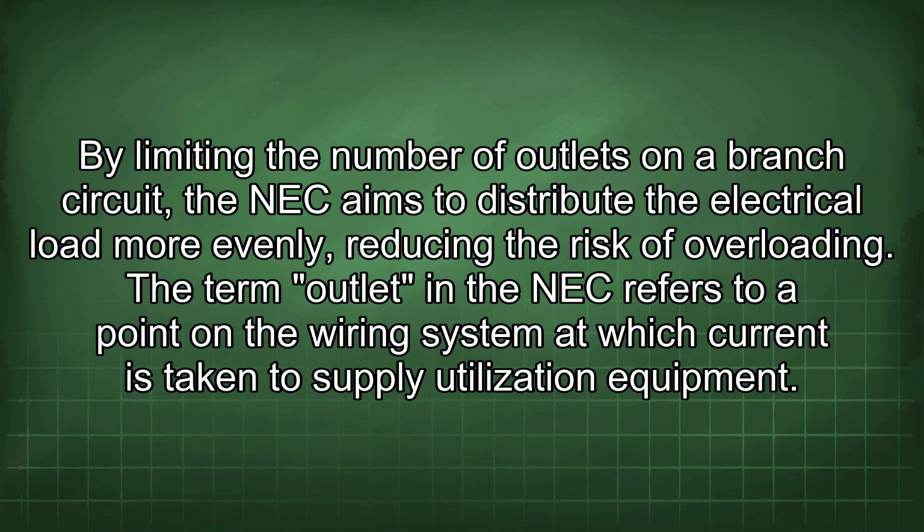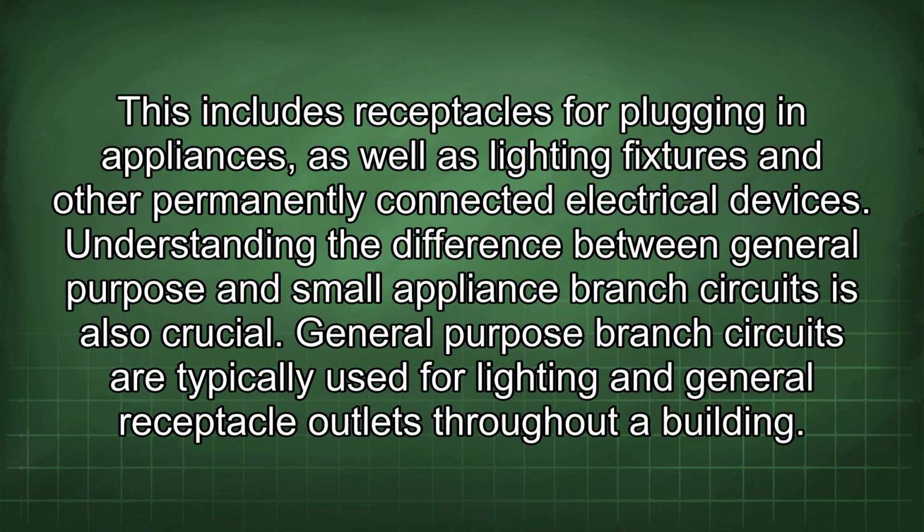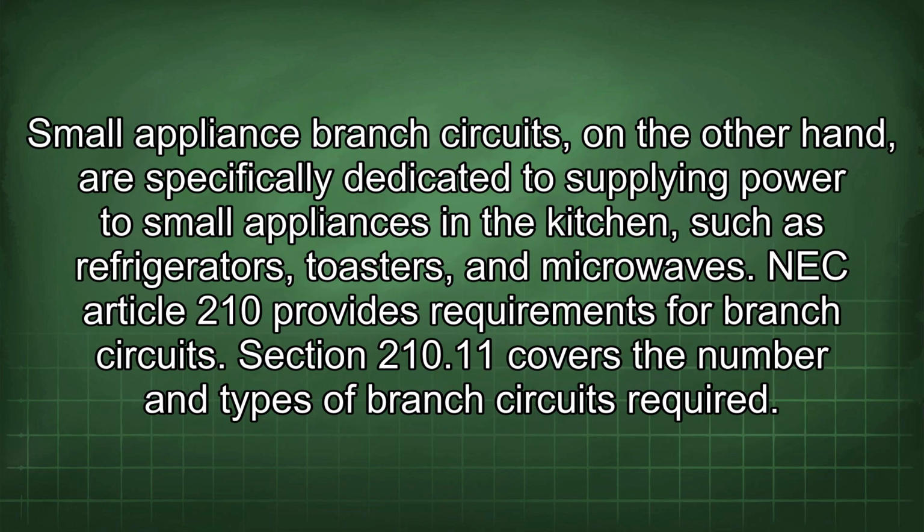The term outlet in the NEC refers to a point in the wiring system at which current is taken to supply utilization equipment. This includes receptacles for plugging in appliances, as well as lighting fixtures and other permanently connected electrical devices. Understanding the difference between general-purpose and small appliance branch circuits is also crucial. General-purpose branch circuits are typically used for lighting and general receptacle outlets throughout a building. Small appliance branch circuits, on the other hand, are specifically dedicated to supplying power to small appliances in the kitchen, such as refrigerators, toasters, and microwaves.